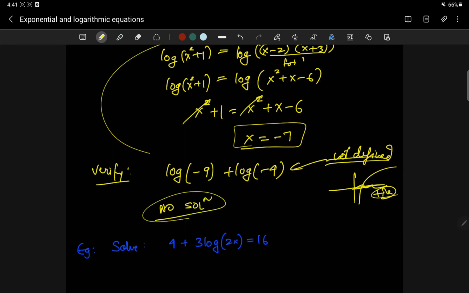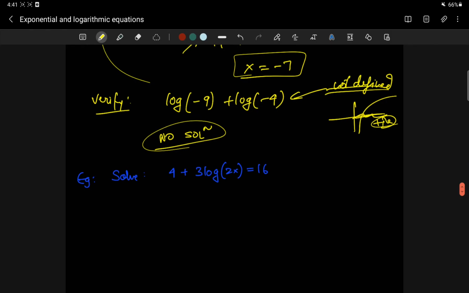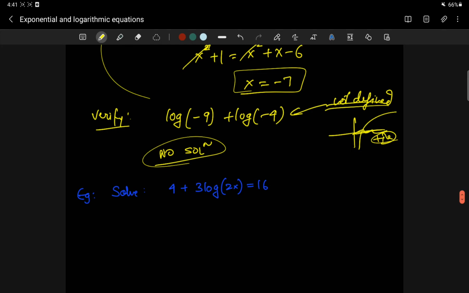Because the only thing that can be a solution is negative, and negative numbers cannot be put as input for the log function. So the whole thing doesn't have any solution at all. So again, you have to be careful about the verification part. Let's go one more example.